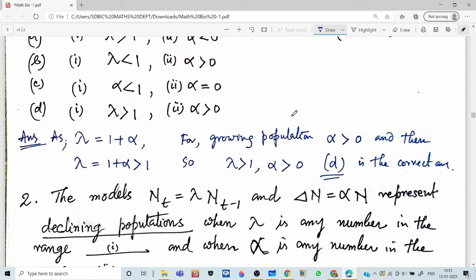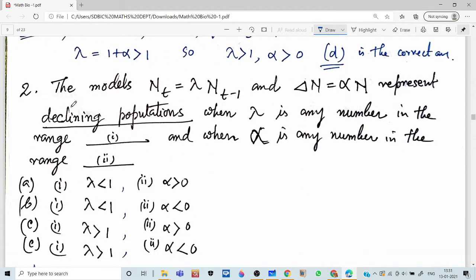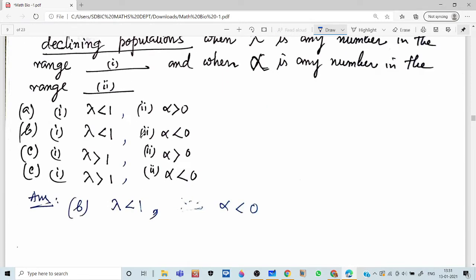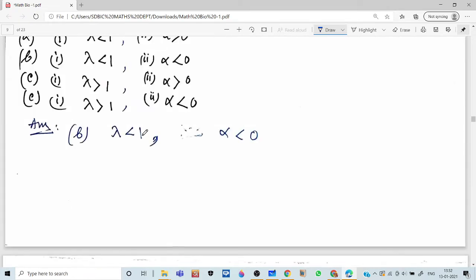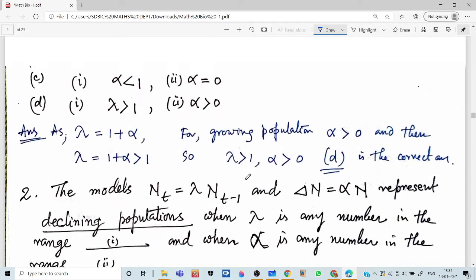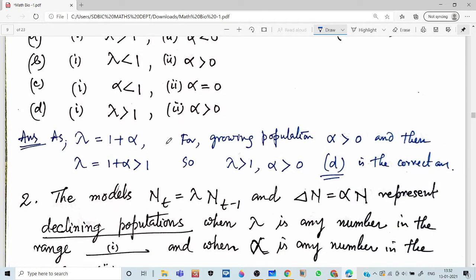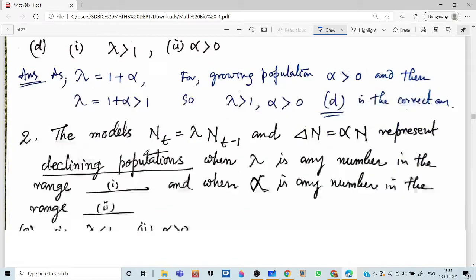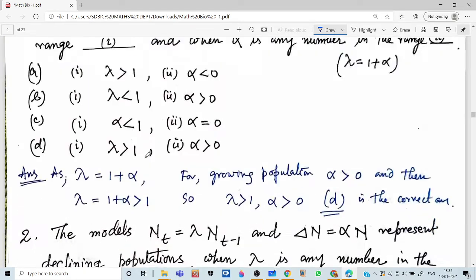D is the correct answer. Next question: the model Nt equal to lambda Nt minus 1 and delta N equal to alpha N represents a declining population. Here lambda is any number in this range and alpha is any number in this range. For a declining population, alpha is negative, alpha is less than 0. Alpha less than 0 means that lambda is less than 1.